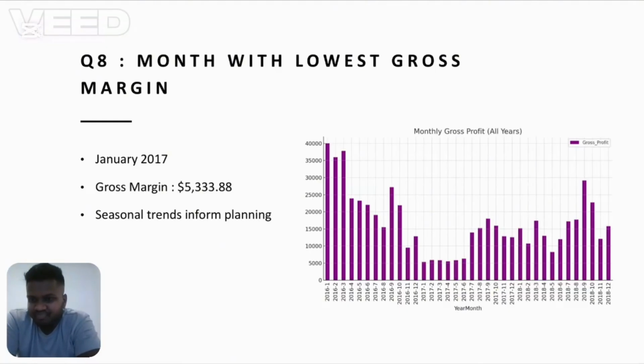Find the segment that showed the lowest gross margin both month and year. Month with the lowest gross margin in which year? In January 2017, the company reported the lowest gross margin with a gross profit of $5,333.